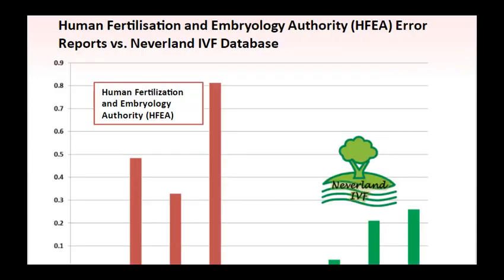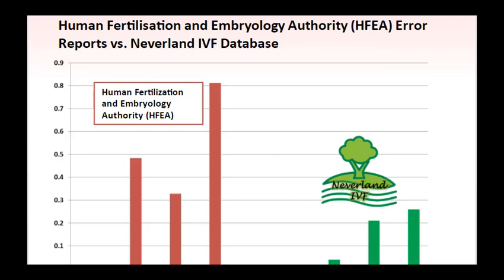This chart shows a comparison of the Human Fertilization and Embryology Authority, HFEA, error reports on the number of incidents involving IVF clinics in the United Kingdom in relation to the Neverland IVF database of nonconformances and errors. Data are presented as the percentage of nonconformances or errors per all cycles in the time frame reported. The HFEA data are based on 120,000 cycles and the Neverland IVF clinic data on over 30,000 cycles.